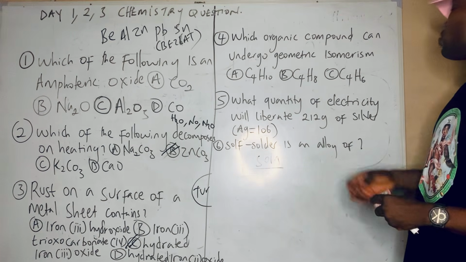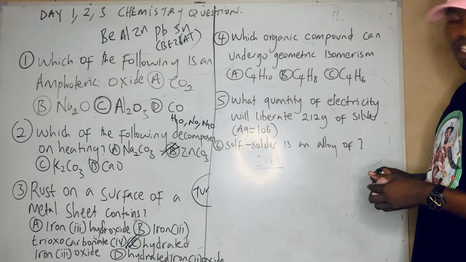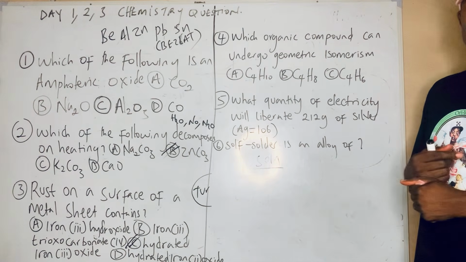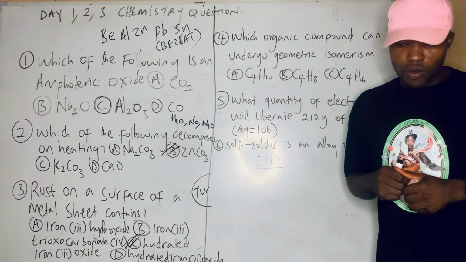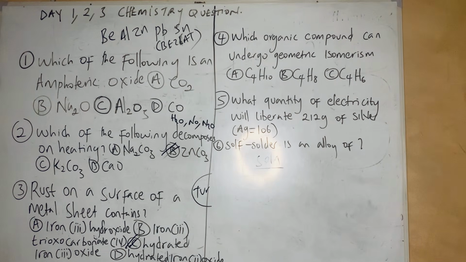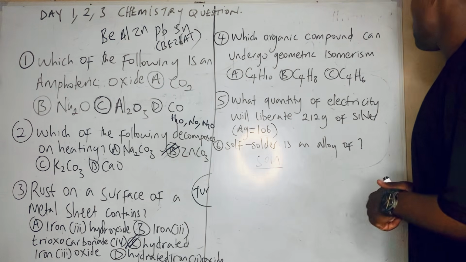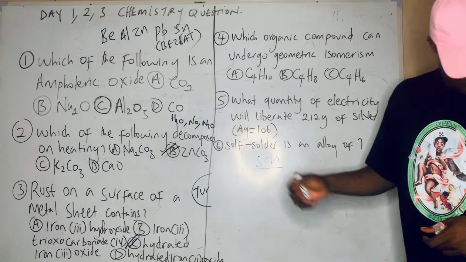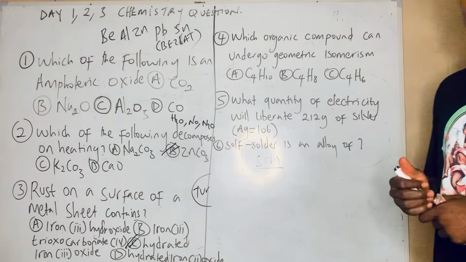Okay, now the next one is on electrolysis. This question is lovely, very lovely. The question says, what quantity of electricity will liberate 212 grams of silver, molar mass 106?